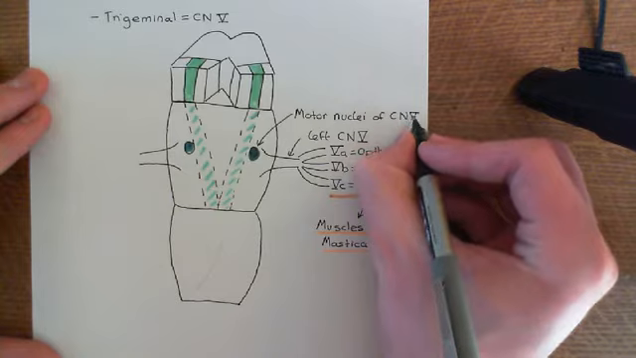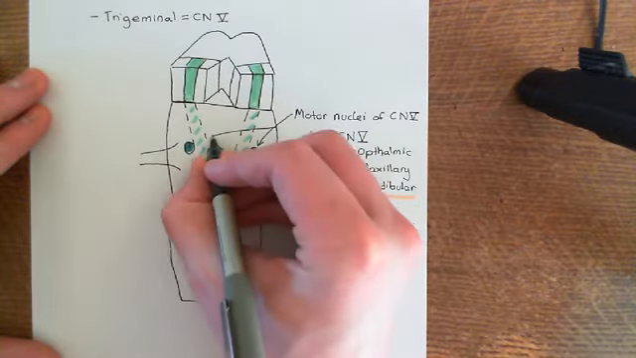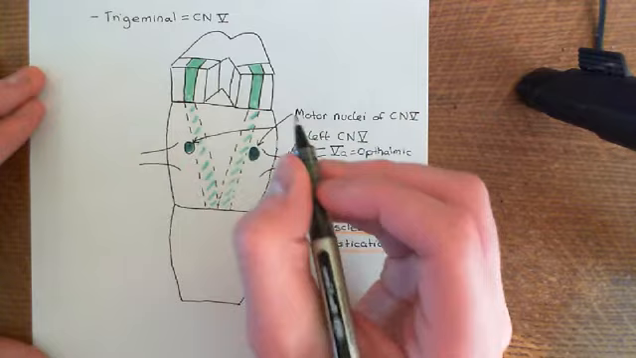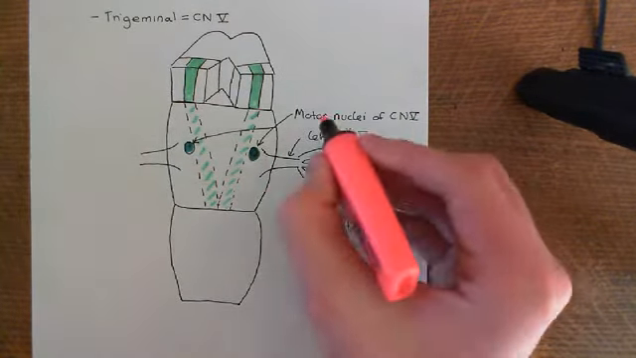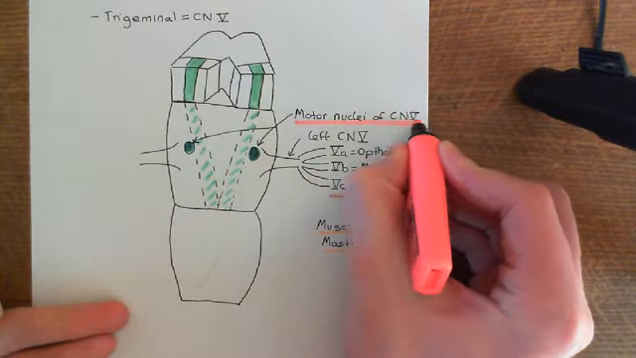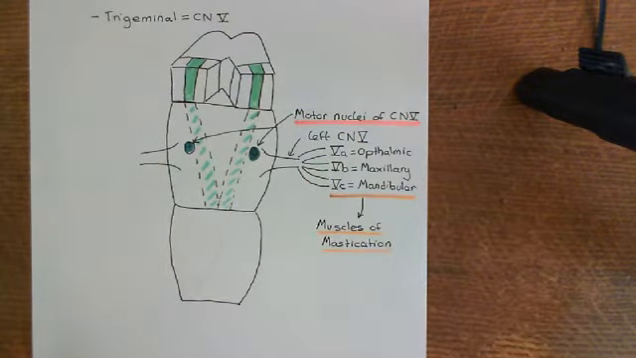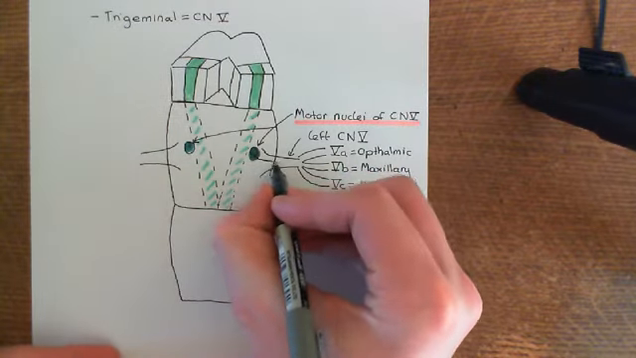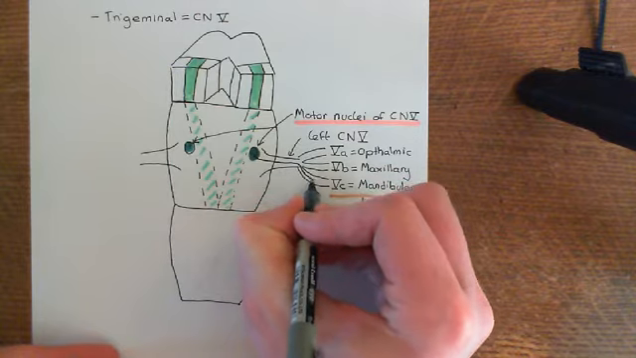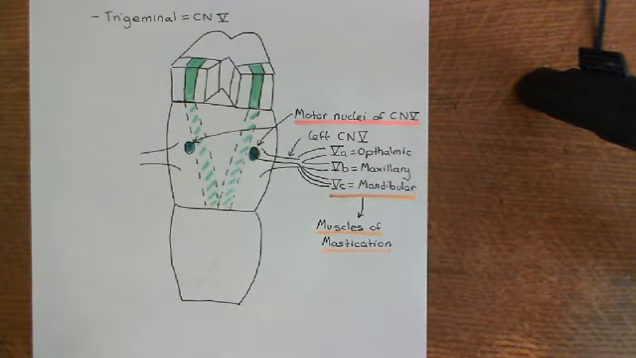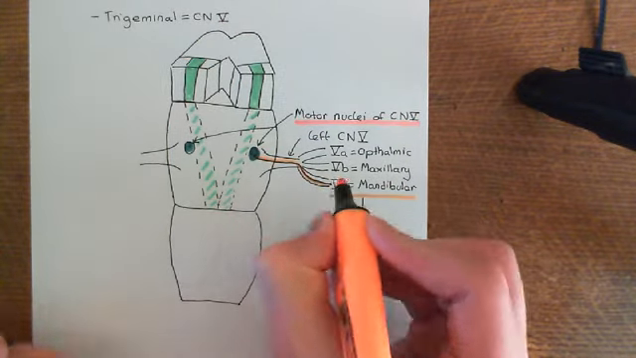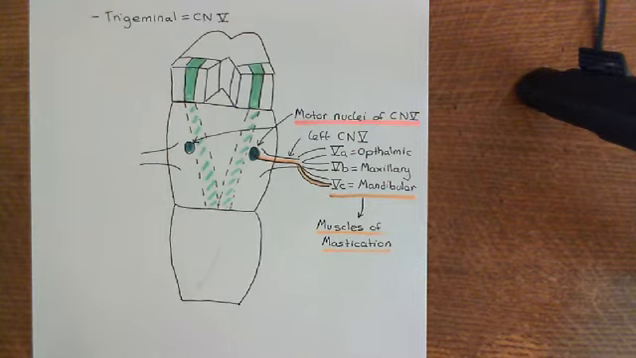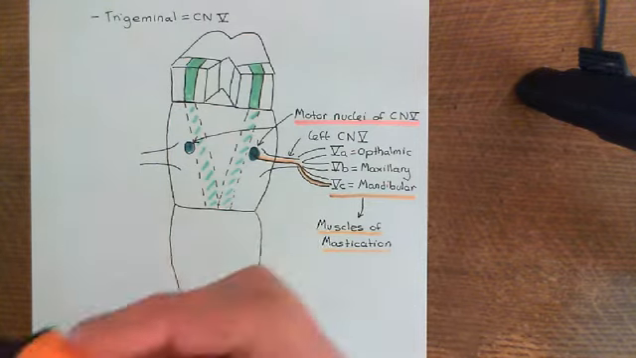And of course, I've only put an arrow to one of them. That would be the left motor nucleus of cranial nerve 5, so I'll make sure I've got arrows to both of them since I put the plural there. Okay, right. So these nuclei are going to contain lower motor neurons that send their axons into the ipsilateral trigeminal nerve and then into the mandibular nerve to innervate the muscles of mastication.